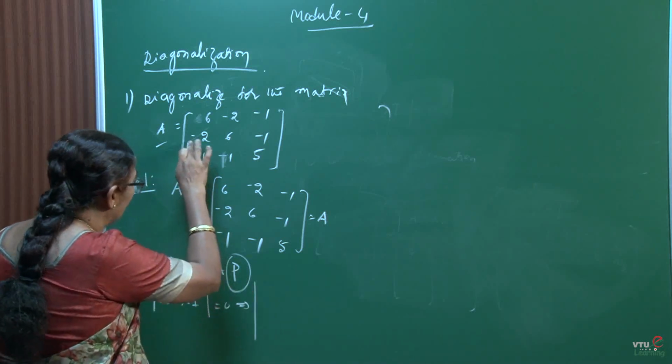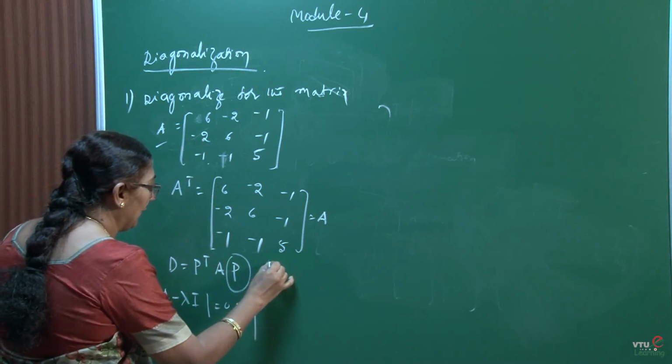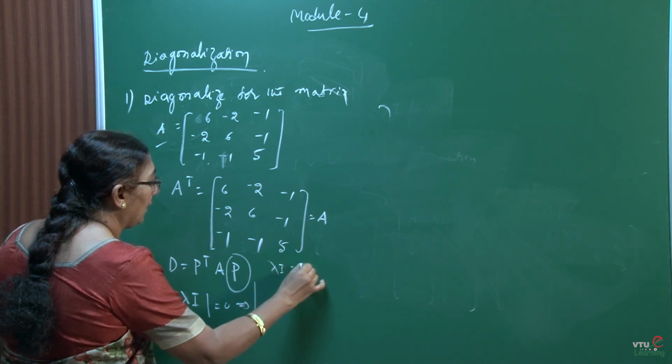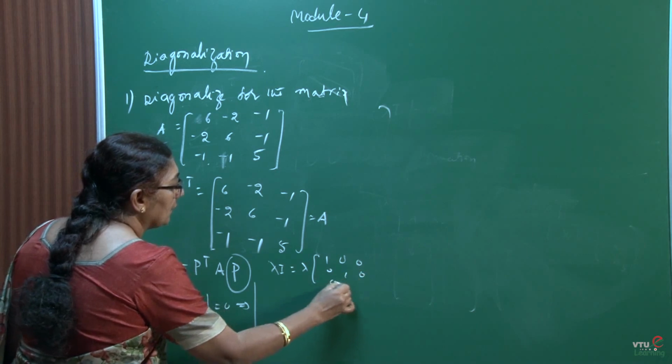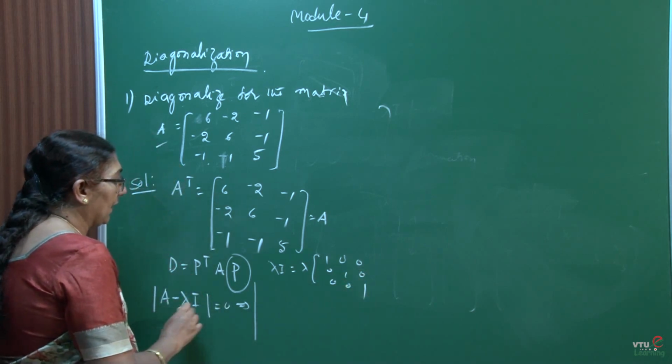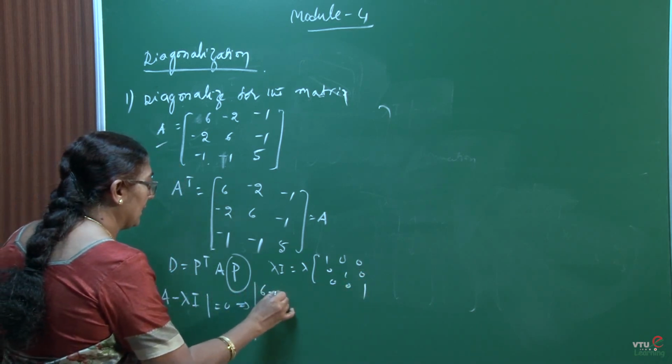Lambda I is lambda into I, which is 1 0 0, 0 1 0, 0 0 1. You subtract it. What is A? 6 minus lambda.